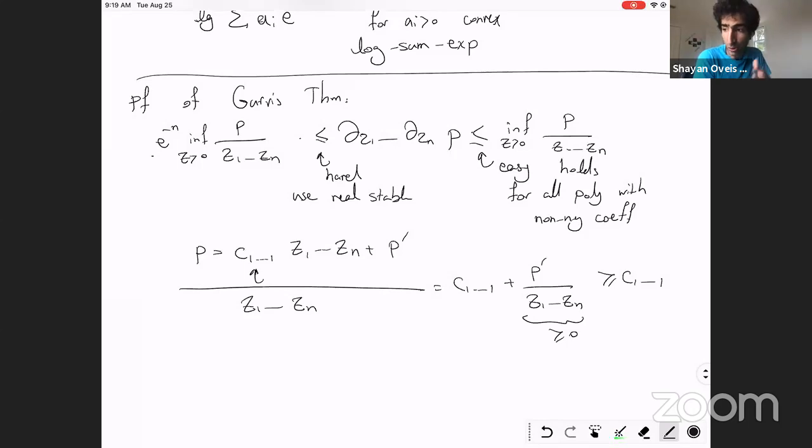So to turn e to the zi into a polynomial, you can just write a Taylor expansion of it and approximate it by the first few terms. The more terms you take, the better approximation you have, the closer you get to e to the minus n. If you approximate e to the zi, you get a real stable polynomial, and this theorem is tight.